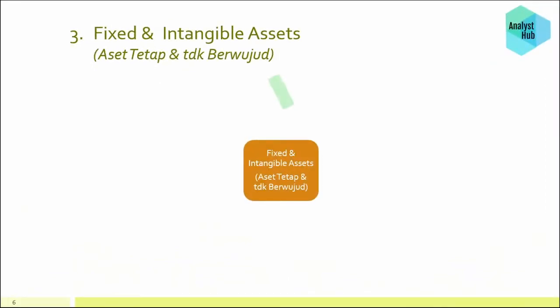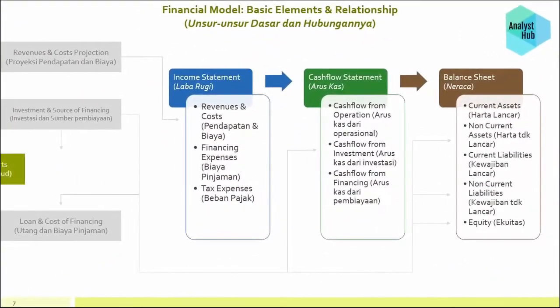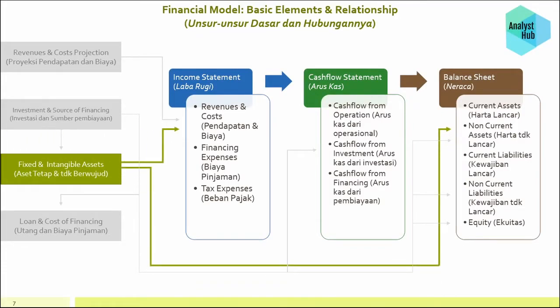The third element is the list of fixed and intangible assets. The list calculates the value of net assets after accumulated depreciation and amortization. In a financial model, the calculation of fixed and intangible assets is connected to operating costs on the income statement, specifically depreciation and amortization expenses. On the balance sheet, those asset calculations are related to non-current assets, which is the net asset value after accumulated depreciation and amortization.